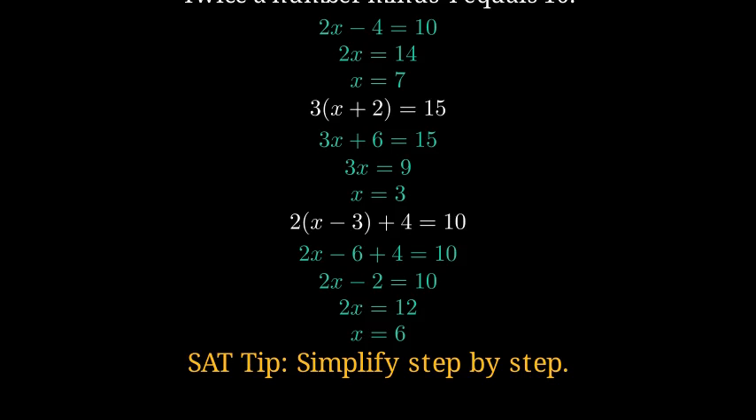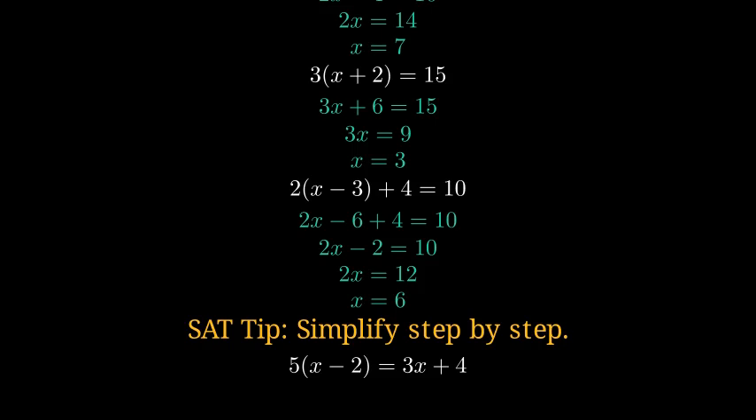If a question looks complicated, simplify it step by step. Don't panic. Most SAT problems are easier than they look. Final challenge. Question 13. 5 times (x minus 2) equals 3x plus 4.